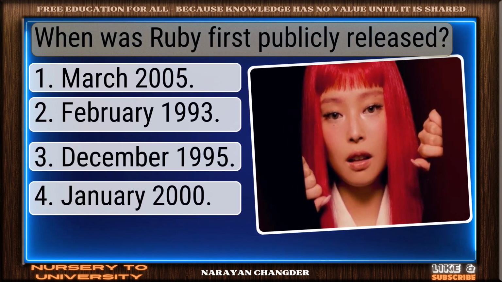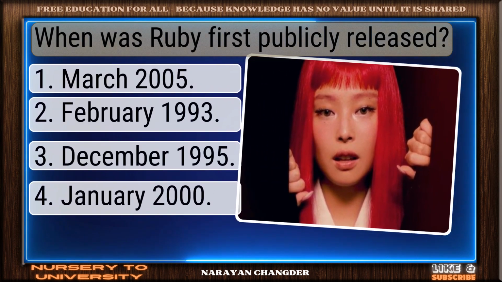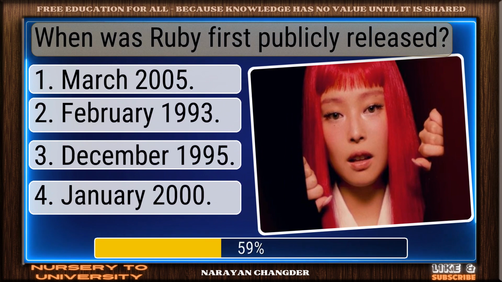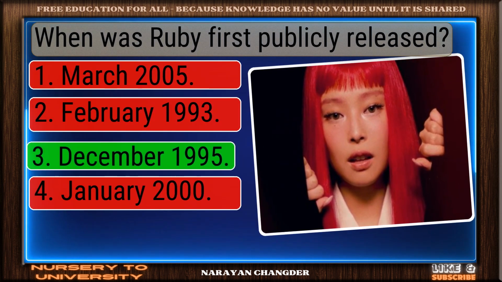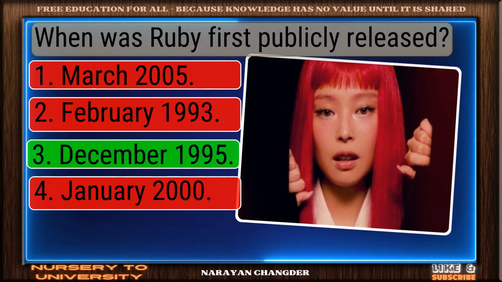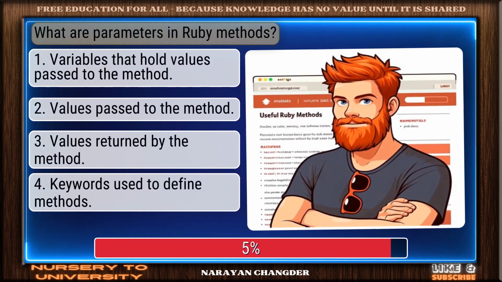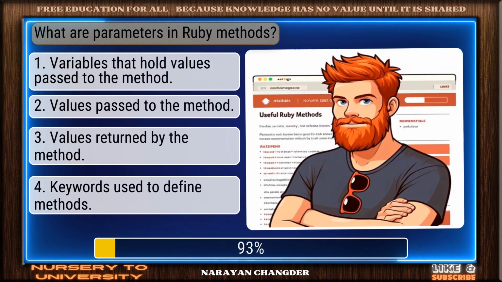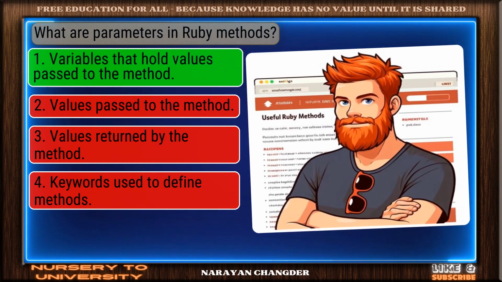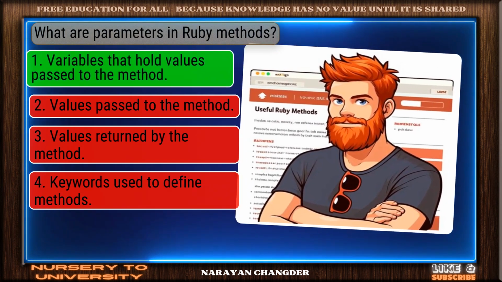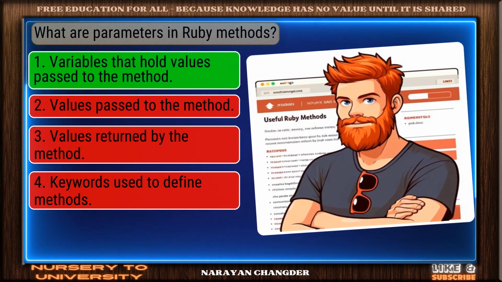Question number 27. When was Ruby first publicly released? Right again, December 1995 is a valid answer. Question number 28. What are parameters in Ruby methods? Smart move. Variables that hold values passed to the method is an accurate answer.